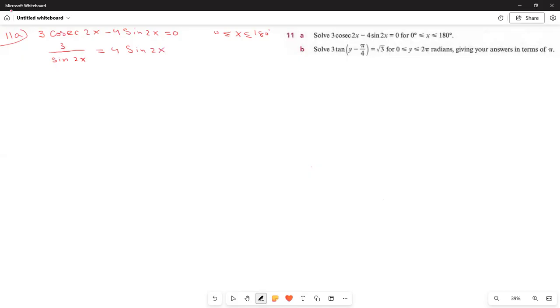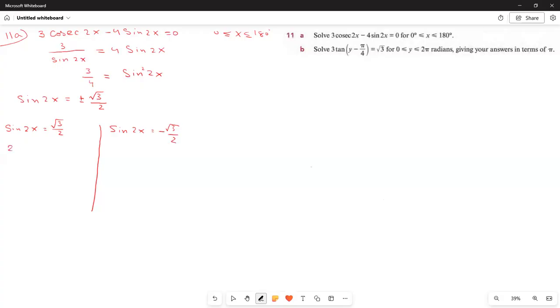Okay, and again, if I rearrange things, sine 2x on the right side will become sine square 2x, and on the left side, I will have 3 by 4. Clear? And if I take square root on both sides, I will get sine 2x equals plus minus root 3 over 2. And now I have two equations to solve. One is sine 2x equals root 3 by 2, and second is sine 2x equals minus root 3 by 2.